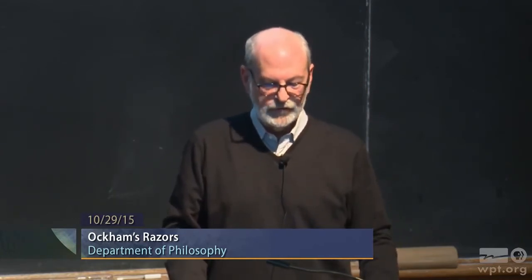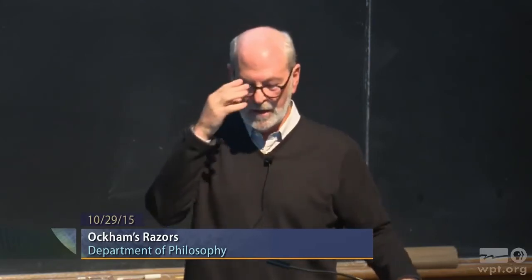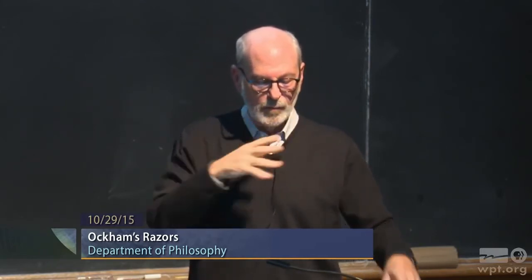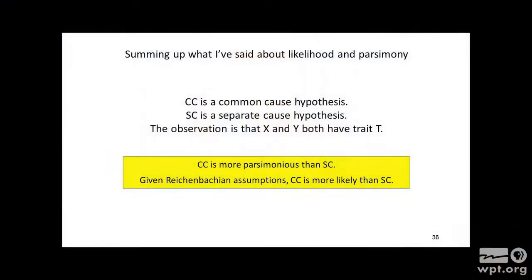Okay. So let me sum up what I just said about parsimony and likelihood. We have these 2 hypotheses, a common cause and a separate cause hypothesis. And we have an observation that 2 objects, they could be 2 species, 2 employees, whatever, have a trait in common. And in the common ancestry example, you see how the common cause hypothesis is more parsimonious. And given Reichenbachian assumptions, it'll turn out that the common cause hypothesis has a higher likelihood.